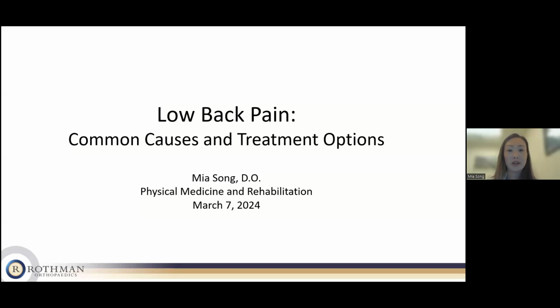I am a physiatrist here at Rothman, and like Casey said, I do non-operative spine and some general sports rehabilitative care here.